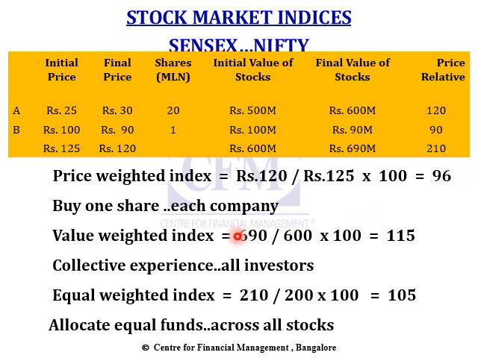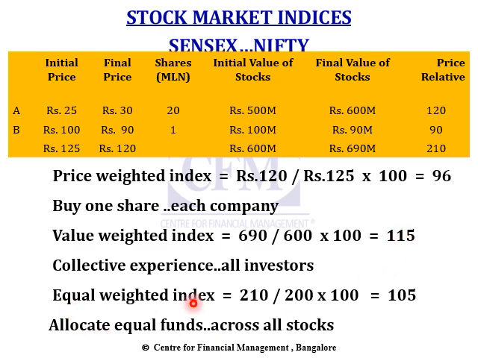Value weighted index reflects the collective experience of all investors. What happens to all investors in A and B? All investors in A and B would invest rupees 600 million in the base year, and this investment would grow in value to rupees 690 million in the final year. So 690 divided by 600 multiplied by 100 is 115. So collectively, investors in A and B enjoy an appreciation of 15%.